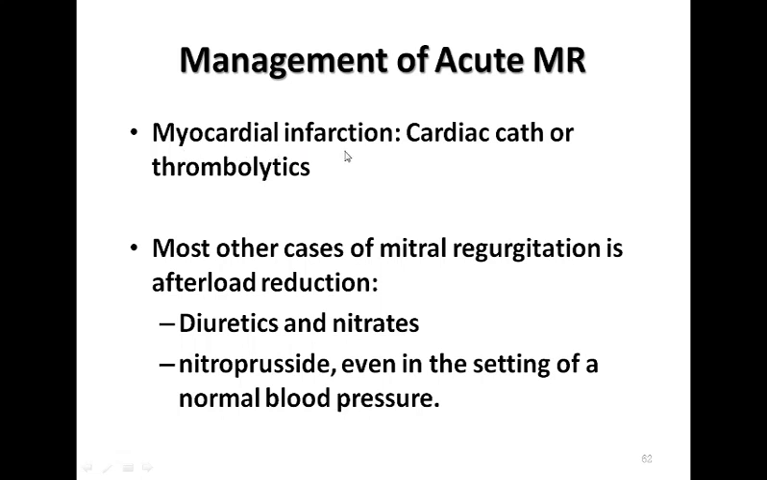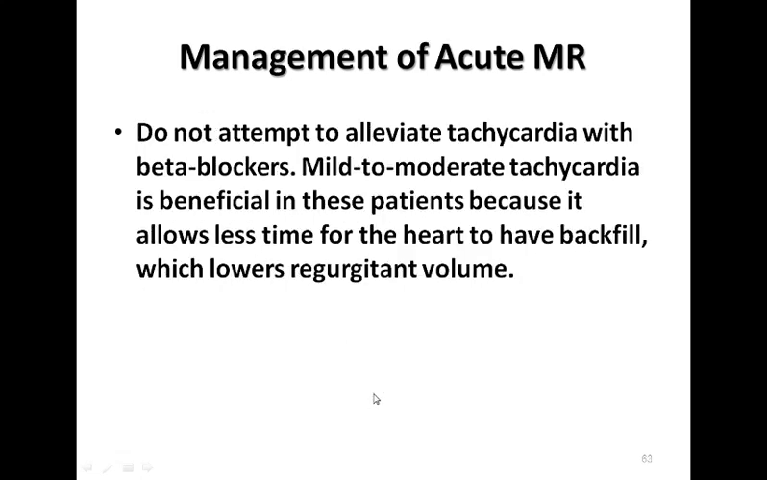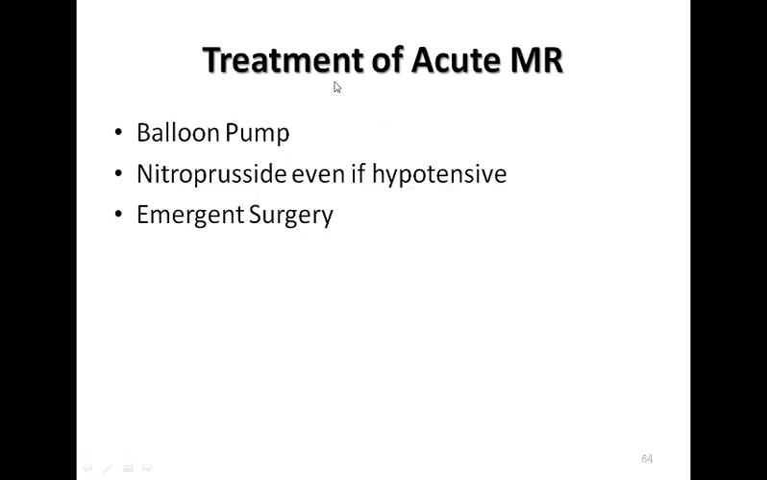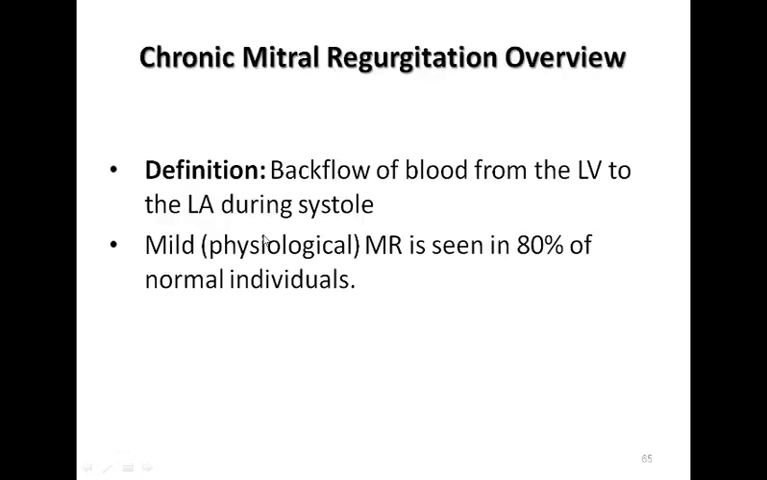If it is due to myocardial infarction, treat the myocardial infarction. For most other causes of mitral regurgitation, the treatment aim is a reduction of afterload. So use diuretics and nitrates, nitroprusside even in the setting of normal blood pressure. Do not attempt to alleviate tachycardia with beta blockers. It is contraindicated, and mild to moderate tachycardia is beneficial in these patients because it allows less time for the heart to backfill, which lowers the regurgitation volume. So treatment for acute mitral regurgitation: balloon pump, nitroprusside even in hypotension, and emergency mitral valve surgery.